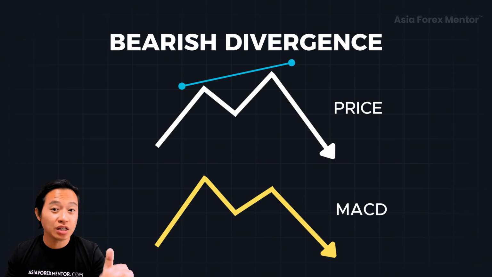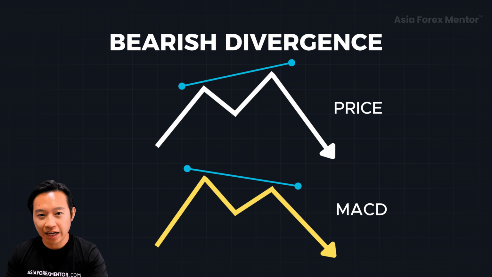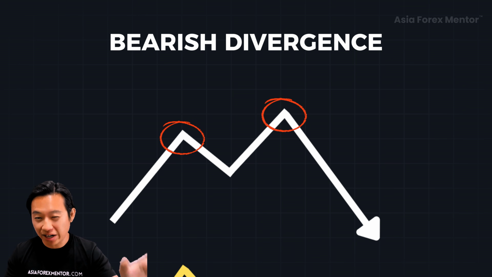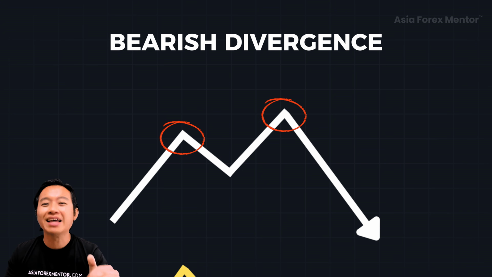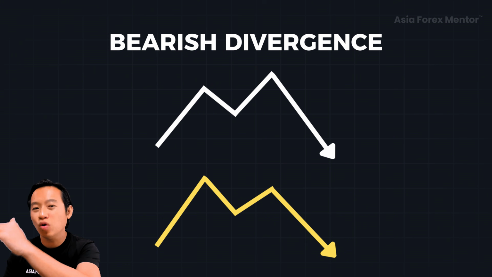So now, on the other hand, bearish divergence. Bearish divergence occurs when price makes a higher high, but the MACD makes a lower high. Right? It shows that the momentum in the last move was lesser than the prior move. This is a sign that the buyers are tired, and the market will likely stall or reverse.